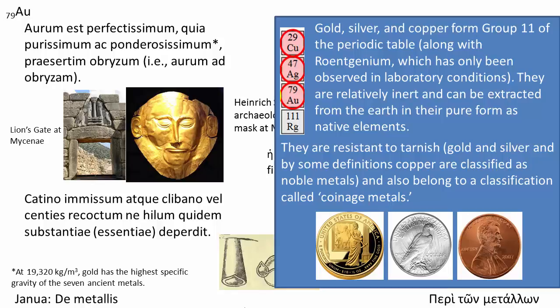Gold, silver, and copper form group 11 of the periodic table, along with Roentgenium, which has only been observed in laboratory conditions. They are relatively inert and can be extracted from the earth in their pure form as native elements. They are resistant to tarnish. Gold and silver, and by some definitions copper, are classified as noble metals, and they also belong to a classification called coinage metals.